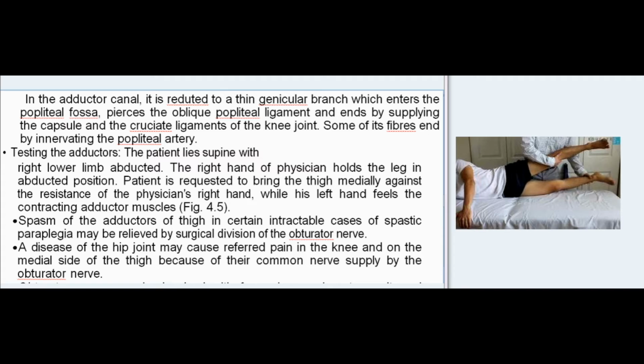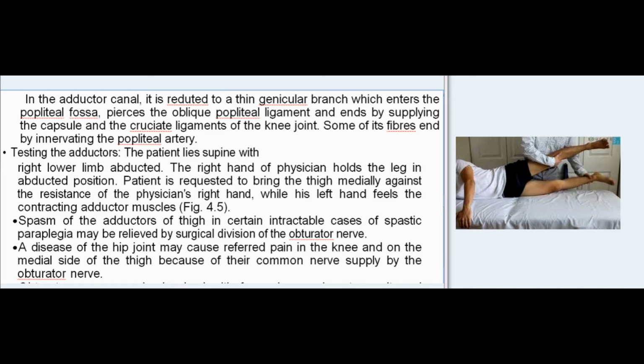Testing the adductors: the patient lies supine with the right lower limb abducted. The right hand of the physician holds the leg in the abducted position. The patient is requested to bring the thigh medially against the resistance of the physician's right hand, while his left hand feels the contracting adductor muscles.